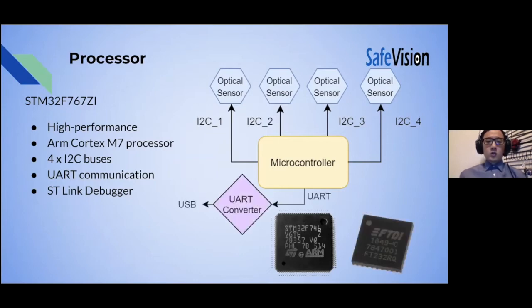The microcontroller also provides UART communication that is connected to a UART converter, as shown at the bottom right, and to USB, where the USB is connected to a computer that's running our software system to send our sensor data into. Lastly, we use the ST-Link debugger to program the chip.